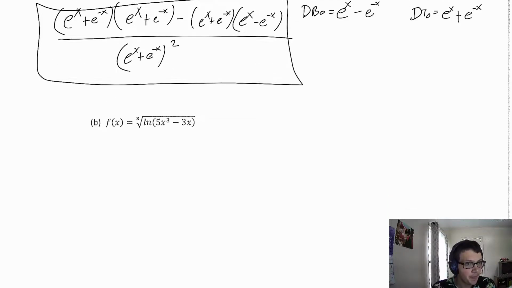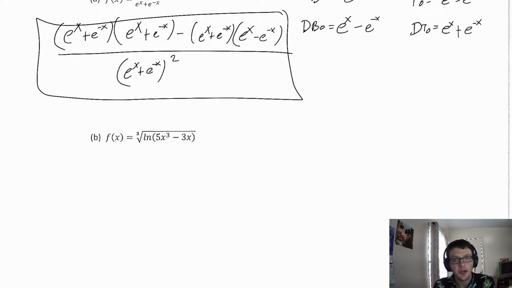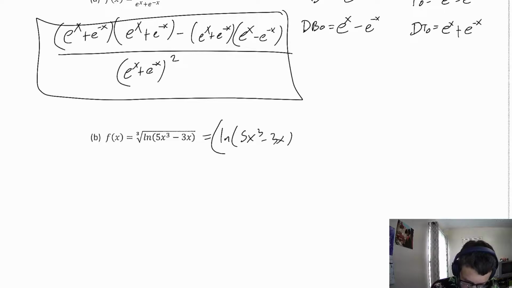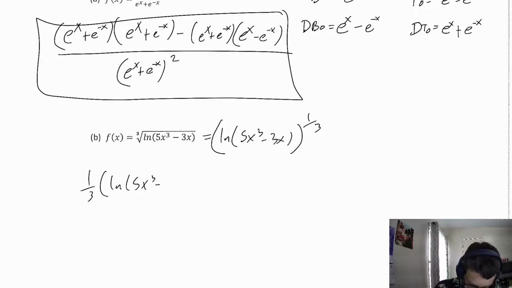And now for b, as always, it's helpful to rewrite everything in terms of exponents if we can. So we can rewrite this to be the natural log of 5x cubed minus 3x, that whole thing to the 1/3 power. And so here we can apply our chain rule, because we have a function raised to a power, so its derivative will be 1/3 times the natural log of 5x cubed minus 3x to the minus 2/3 power. And now all we have to do is multiply by the derivative of the inside.